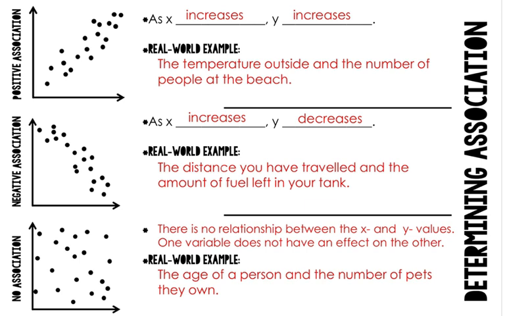And then a no association, we can see that there's no relationship between the X and the Y values. One variable does not have an effect on the other. So, for instance, the age of a person and the number of pets they own. Some people don't own any pets, while others will have more. So it doesn't depend on the other.